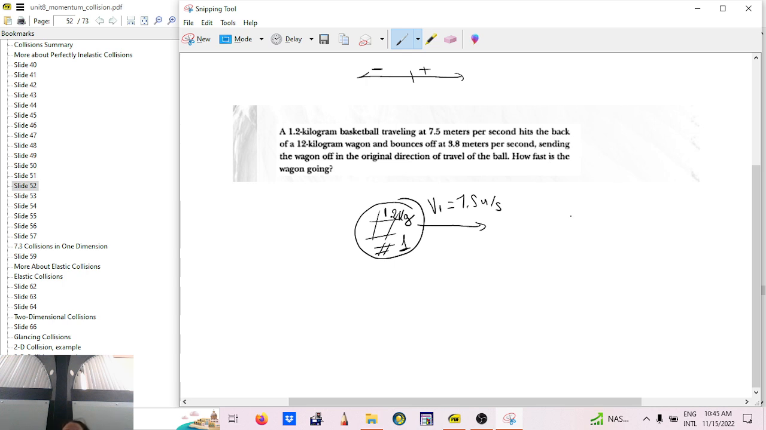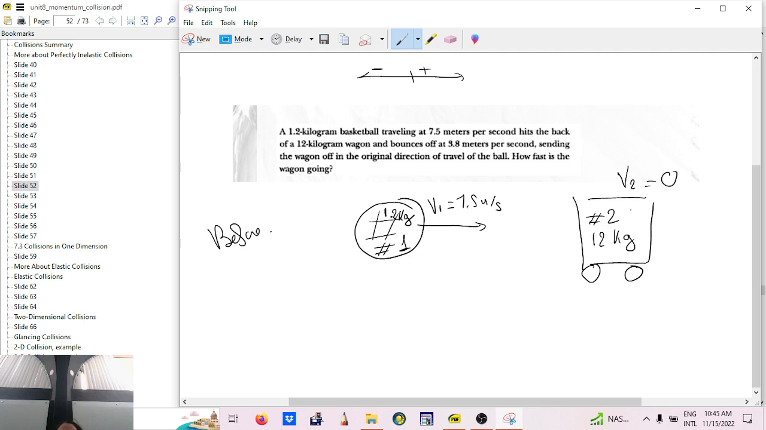It hits the back of a 12 kilogram wagon. So in my head, I say the mass here is multiplied by 10. I'm going to call that thing number 2, 12 kilograms. So that's going to be before. We suppose that the wagon is not moving, is at rest. So I'm going to write down V2 equals 0. Little by little, you read over the problem and you report all the information on your drawing. Whatever science, even if you do computer science, you always do a drawing. It really helps.